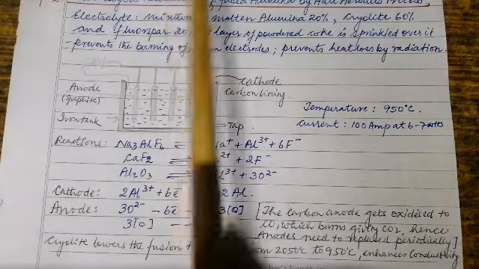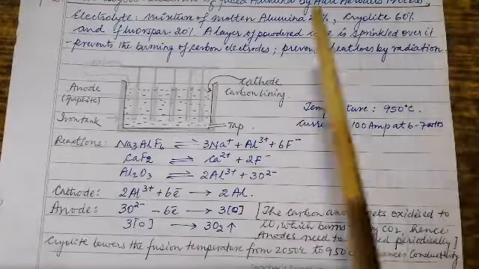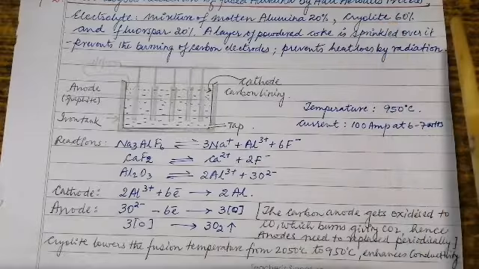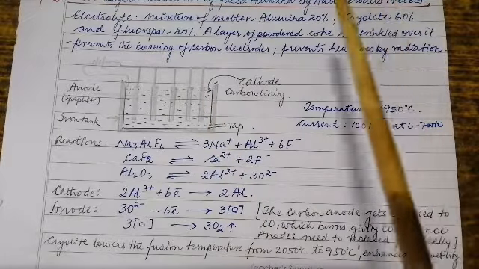You have to revise both the processes, that is Baeyer's process and Hall-Héroult's process, and learn the equations by heart.